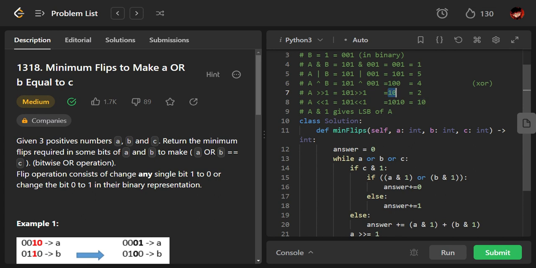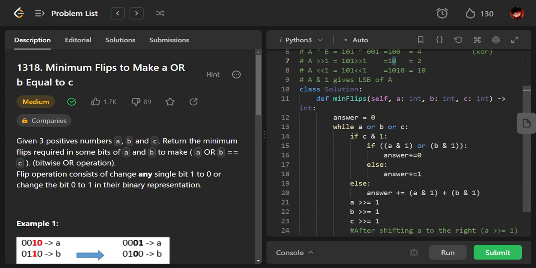What will happen in the right shift? In the right shift, this LSB will be eliminated. So we'll get the next number, which is next to the LSB. Now this will become the LSB. That is the basic idea. So that is how we are going to get each of the numbers here. We will use that number, manipulate it, then right shift it to get the next number.